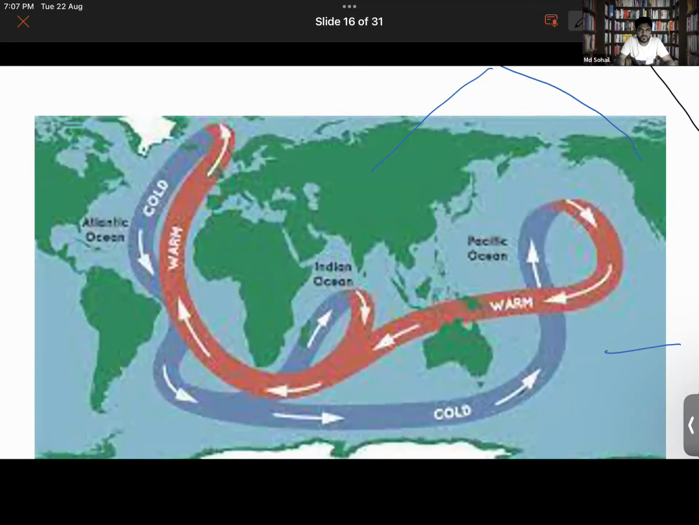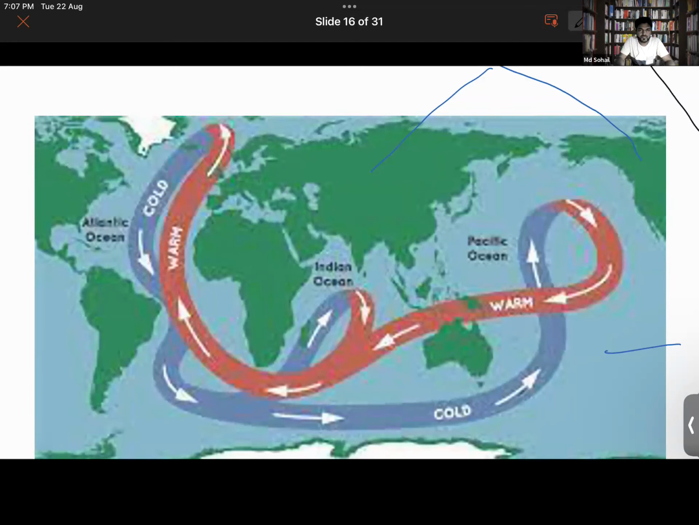Now, talking about the topography. What is the topography here? Anyone? Topography is simply the shape of the land. So you will see the land surface is not even. The land surface is not even.